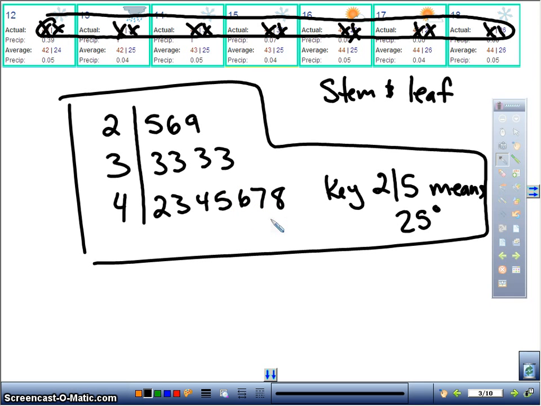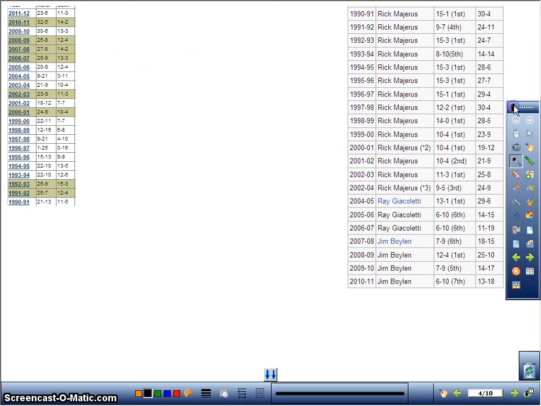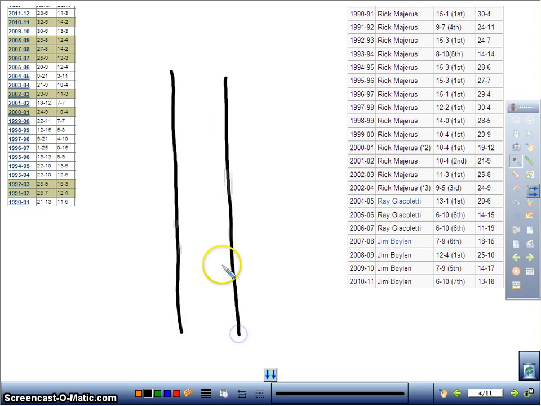Okay, let's try another stem and leaf, but this time we're going to do one that is two-sided. Okay, and they call it a back-to-back stem and leaf. And you'll see here I've got the wins and losses for the BYU and University of Utah basketball programs. And what I'm going to do, when you have a back-to-back, you create 2 vertical lines like this. And on one side is one team, and on the other side is another team. So we'll put BYU here. We'll put Utah here.